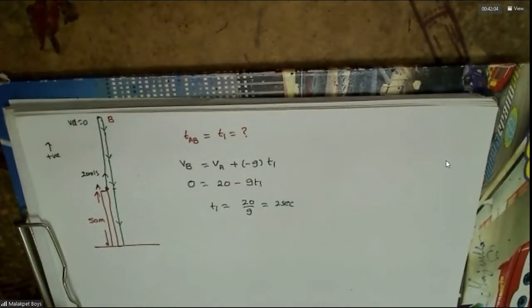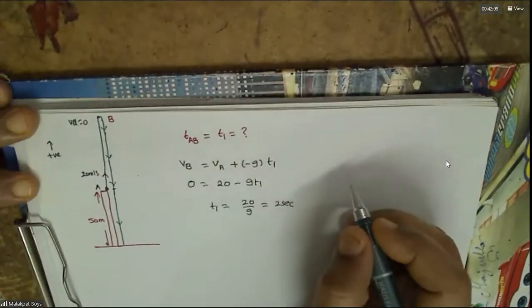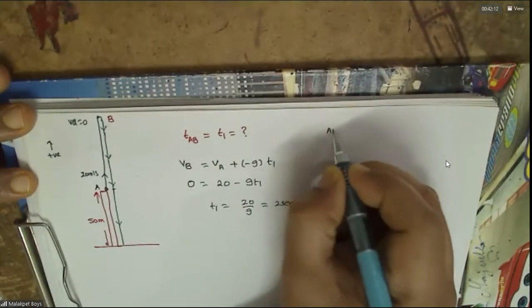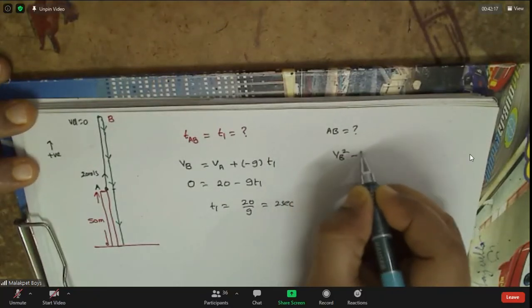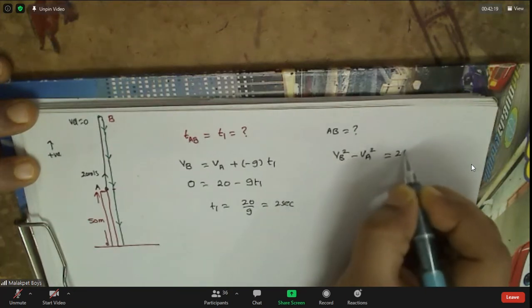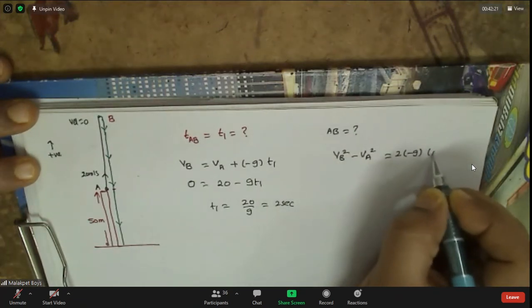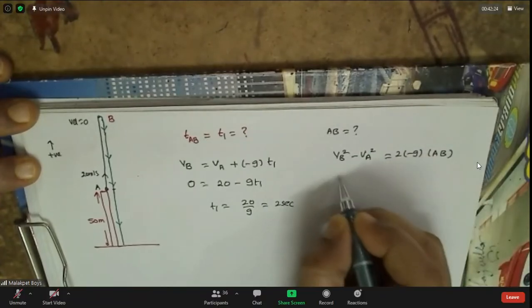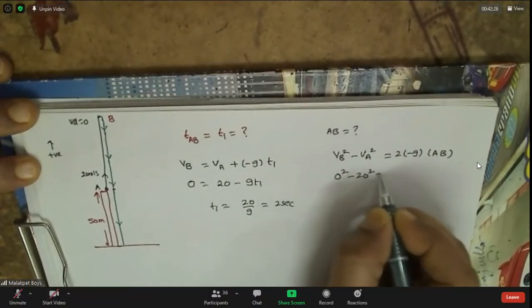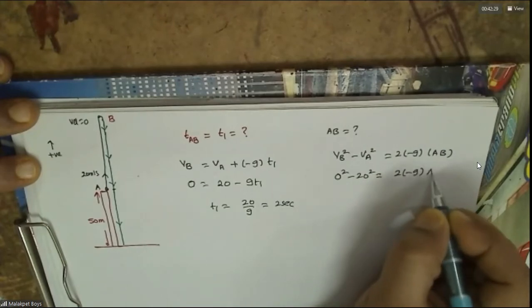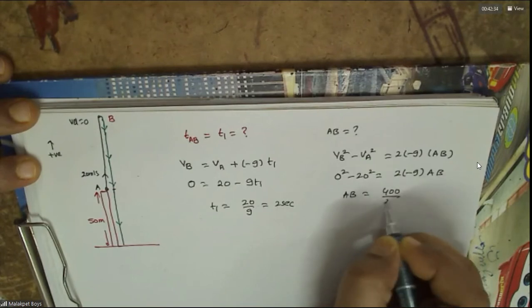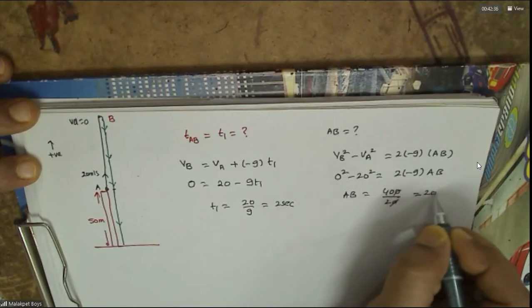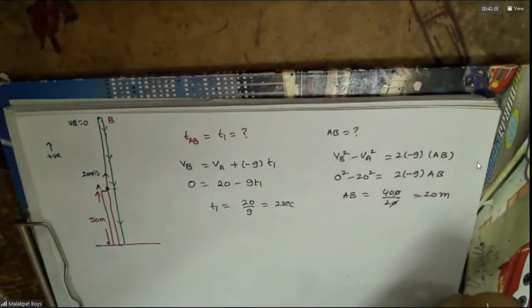Agreed. The second one is asking the maximum height attained. Next one is asking AB is how much. So we can use V square minus U square equals 2 into minus G into AB, upward is positive, no? So this is 0 square minus 20 square equals 2 into minus G into AB. AB is how much? 400 by 20. So the second one is over.